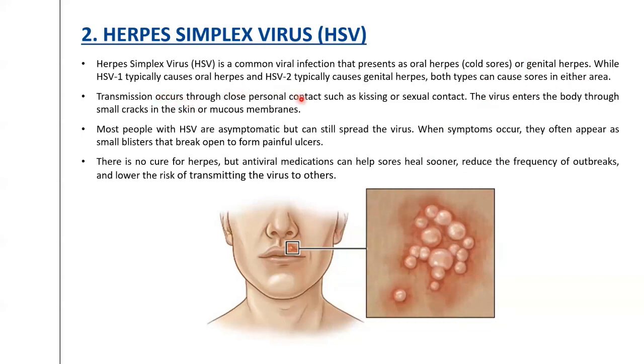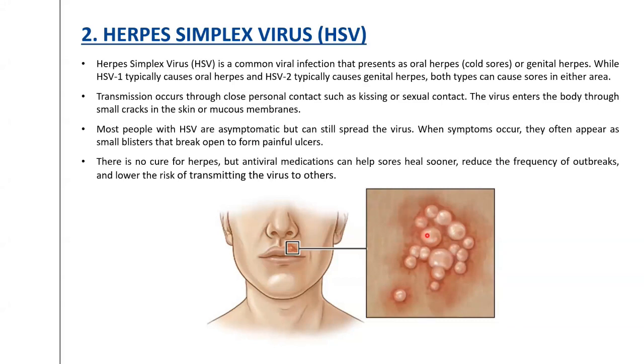Transmission occurs through close personal contact, such as kissing or sexual contact. The virus enters the body through small cracks in the skin or the mucous membrane. Any person who is already infected can transmit this virus to another person by intimate contact, either by the oral or by the genital route. Most people with HSV are asymptomatic but can still spread the virus. When symptoms occur, they often appear as small blisters that break open to form painful ulcers. So these are the small blisters that form initially.